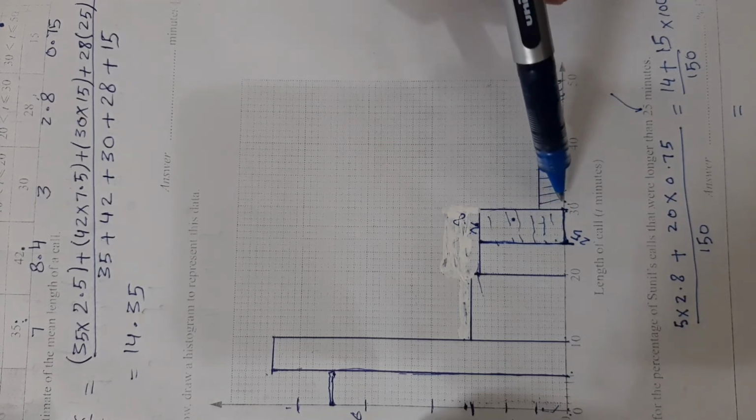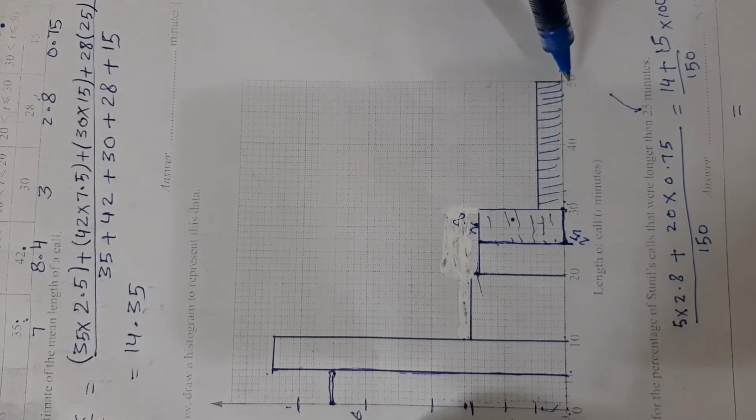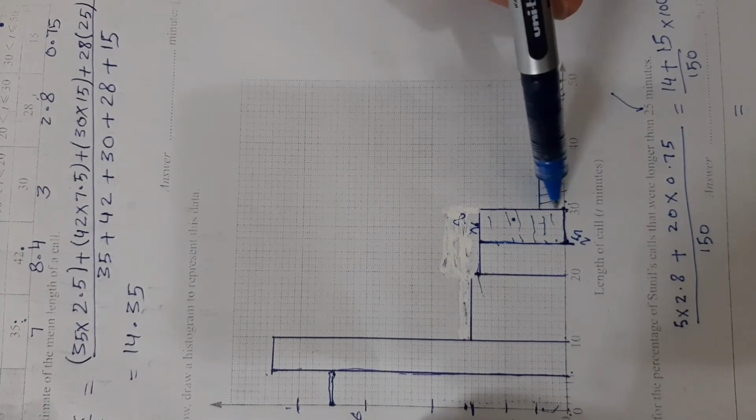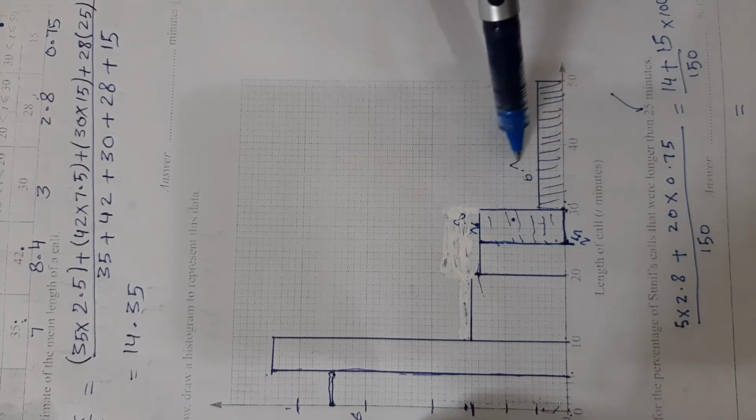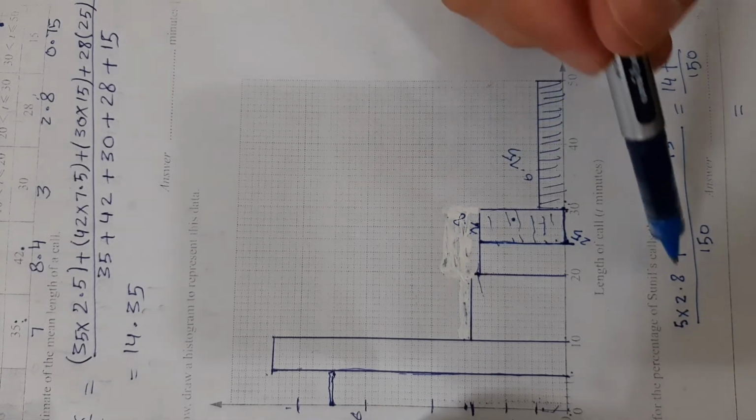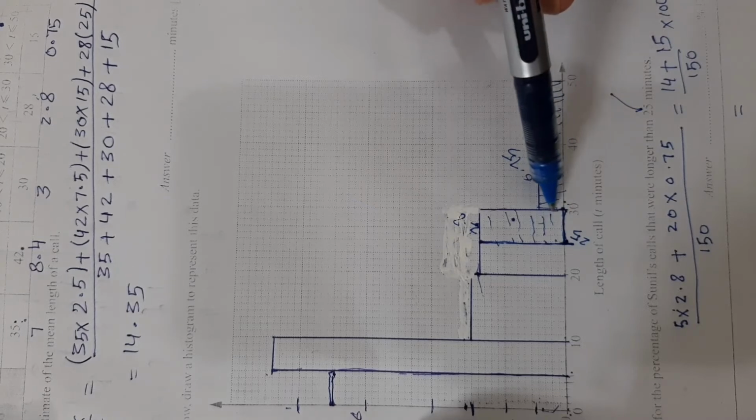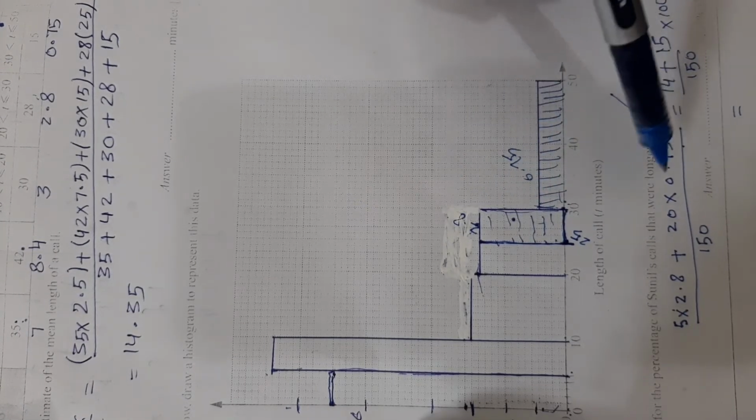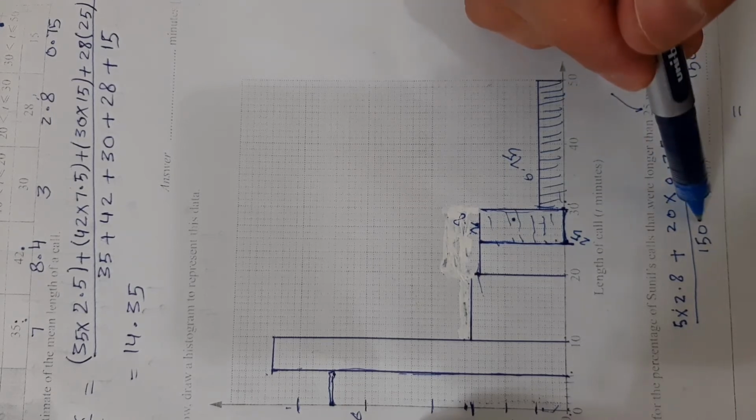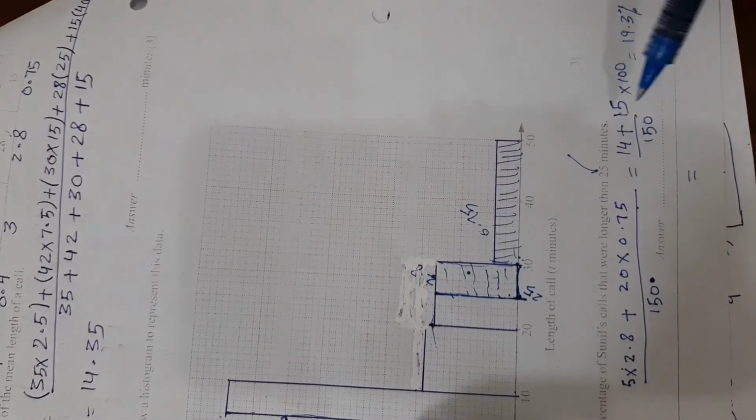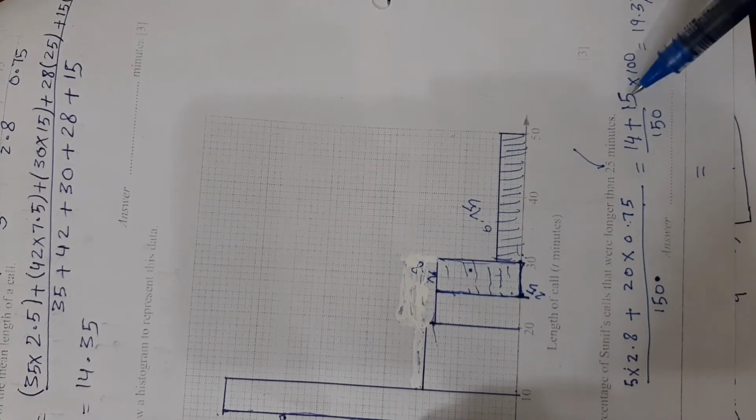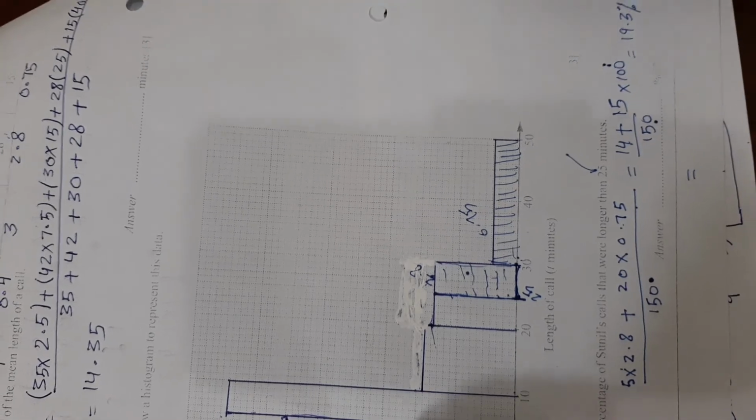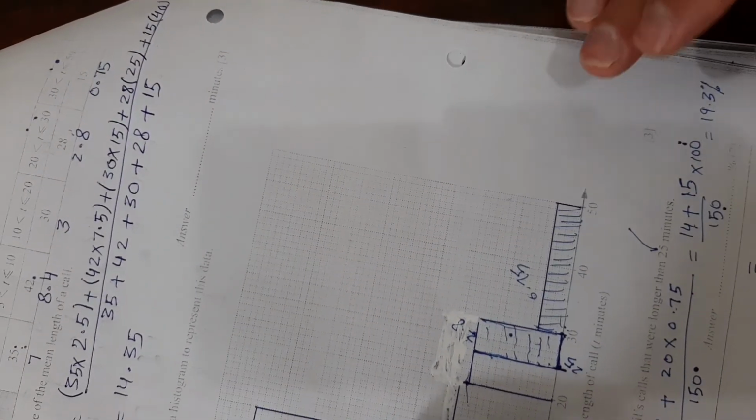The area for this one is from 30 to 50. The width, or the base, is 20, and the height is 0.75. So 5 into 2.8 plus 20 into 0.75, divided by the total number of calls. This is 14, this is 15, over 150, and because we have to find the percentage, multiplied with 100. So your answer will be nearly 19.3%.